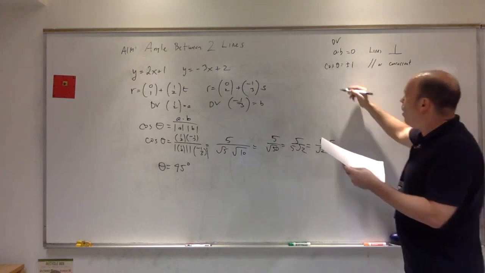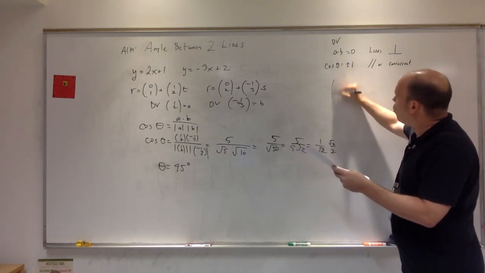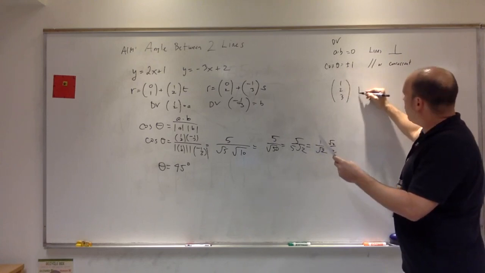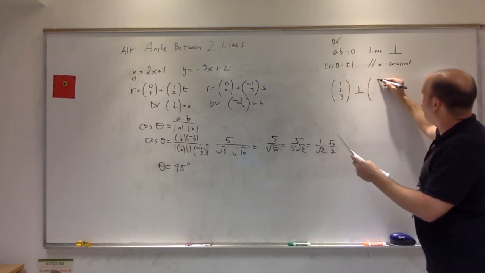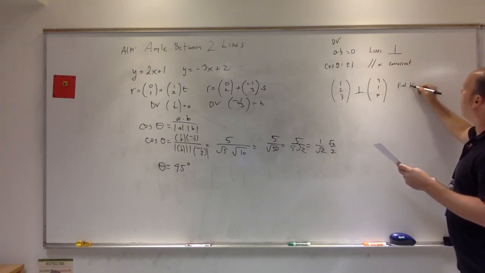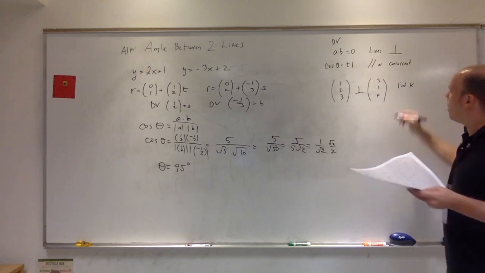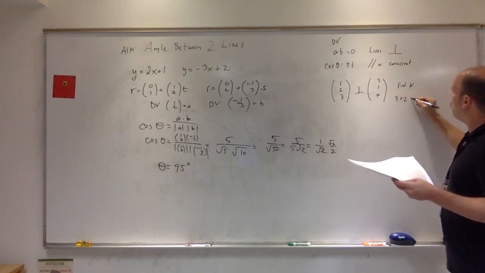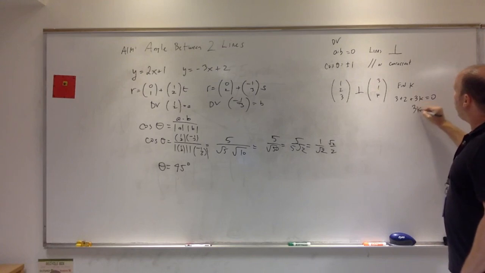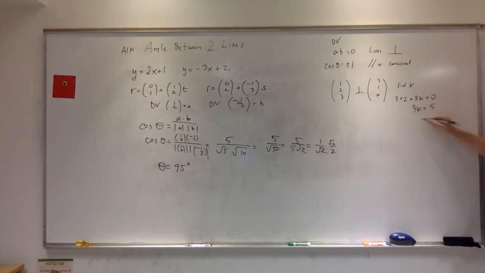So, for example, just quickly, let's say the direction vector 1, 2, 3 is perpendicular to 3, 1, k, and so find k. Well, it's the dot product: 3 plus 2 plus 3k equals 0. 3k equals negative 5, so k equals negative 5/3.